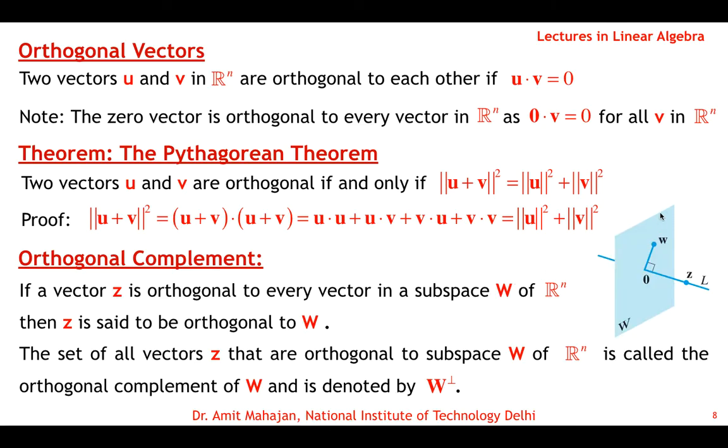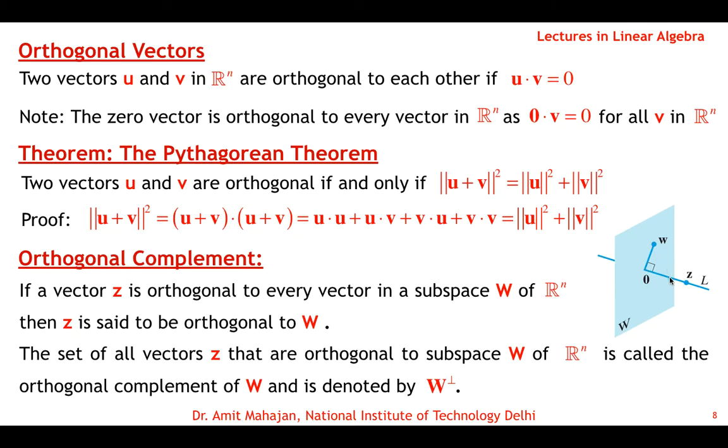For example, say in R3 space, there is a subspace W of R3, which is a plane passing through the origin, and say there is a line L passing through the origin which is perpendicular to this plane. That means if you take any vector along the line and any vector in this plane W, then the dot product of those two vectors is 0. So if you take this vector z on the line and vector w on the plane, then the dot product of w and z is 0.